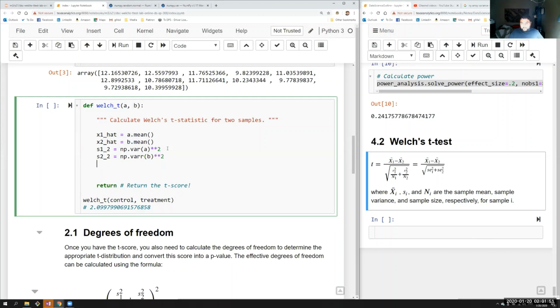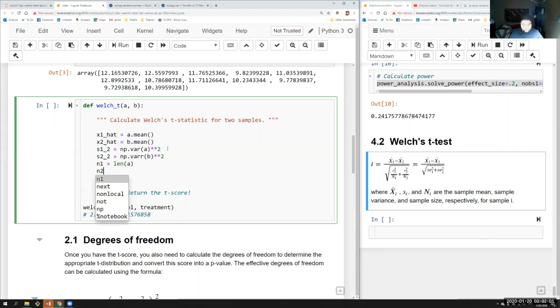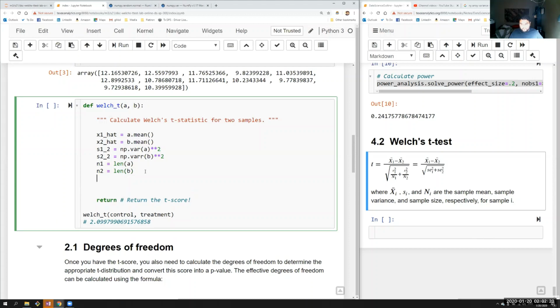So that takes care of our denominator. Let's do n1 is equal to the length of A, and n2 is equal to the length of B. Yeah, because it's where ni is the sample size, so we just do the length of the array that we passed in. So that should give us all the elements that we need.